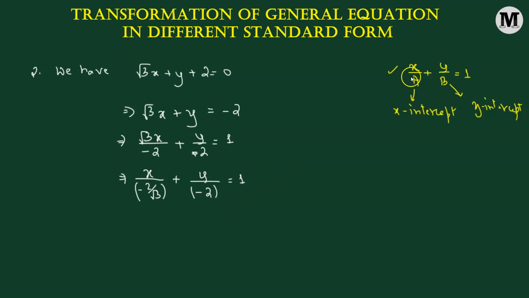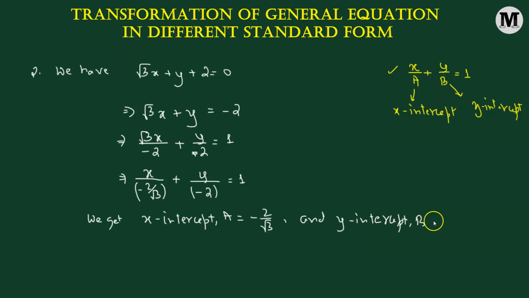Now when we compare it with the intercept form of the line, what do we get here? We get that the x-intercept, which we are going to denote by the letter a, comes out to be negative 2 over square root of 3, and the y-intercept, which we denoted by the letter b, comes out to be equal to negative 2. Okay, so let's move on to the third part of the problem.